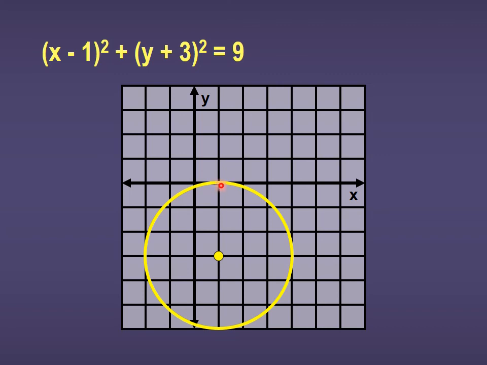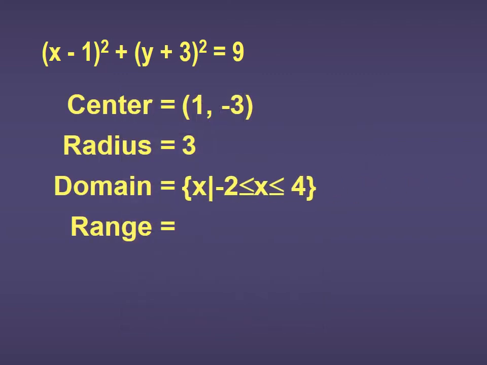Range looks like 0, all the way to 1, 2, 3, 4, 5, 6, negative 6 is your lowest y value. When we talk about domain and range, the domain is between -2 and 4. The range is between -6 and 0.